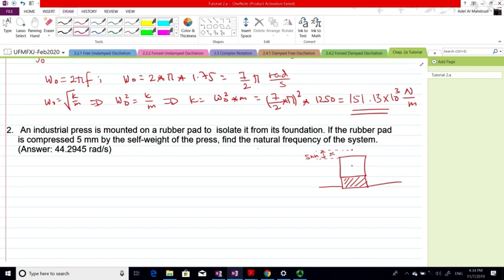If you can represent this as a spring-mass system, it is going to be compressed about 5 millimeters. So if we represent it as a vibrational, oscillational system, it becomes this way. So how can we determine the natural frequency of the system? Anybody knows?